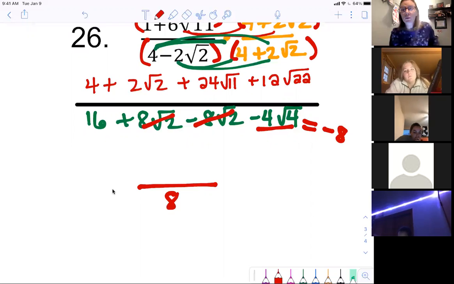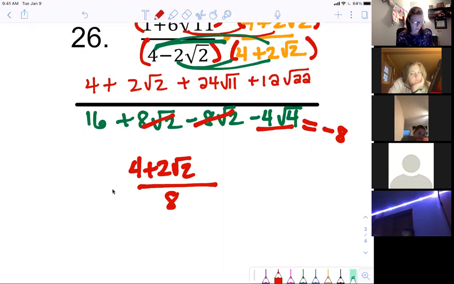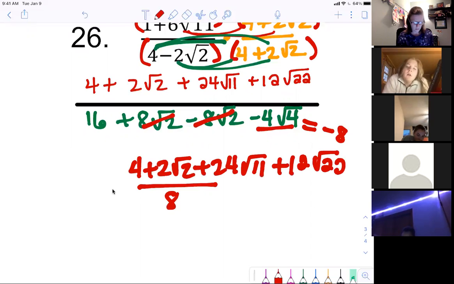So when we are working with radicals, the goal is to get a whole number in the denominator. That's the only thing that's allowed to be there, just a whole number. So if we look at our numerator, we still have the 4, 2 root 2, 24 root 11, and 12 root 22. Yep.